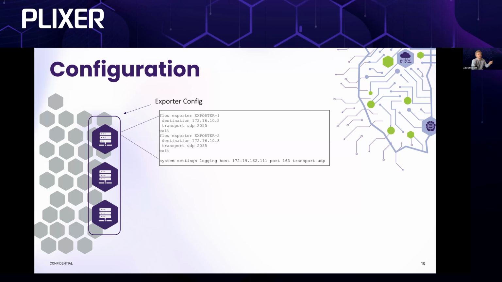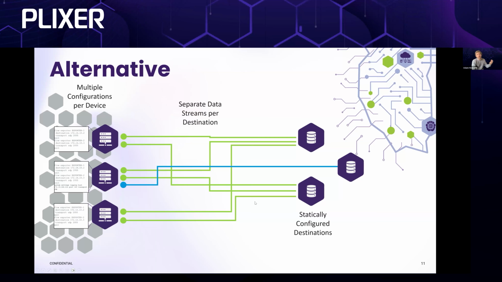And then at the bottom, there's just a basic example of a syslog export command. Again, something that would have to be entered on each and every device. So ultimately what this leads to is lots of devices with lots of configuration that needs to be applied. And then this tangled web of data streams coming out of all of the exporters and then going to each and every one of the individual collection endpoints.